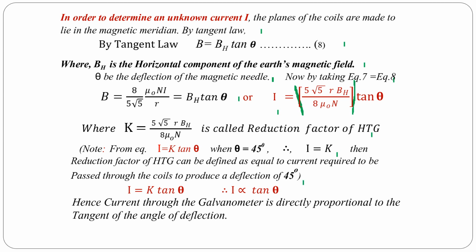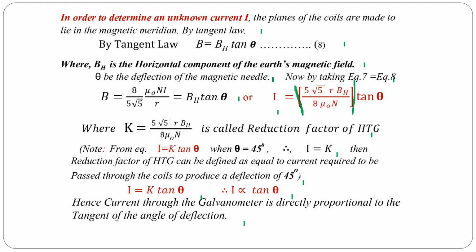Finally, we have obtained the equation for the current as I is equal to K tan theta, or we can write the same as I is proportional to tan theta. Hence, the current through the galvanometer is directly proportional to the tangent of the angle of deflection. Hence, this is the theory of the Helmholtz tangent galvanometer.